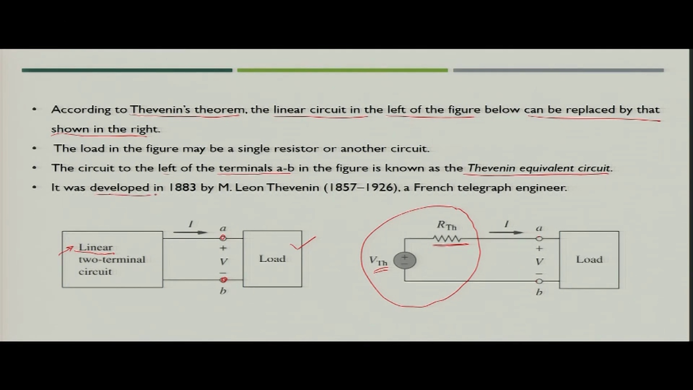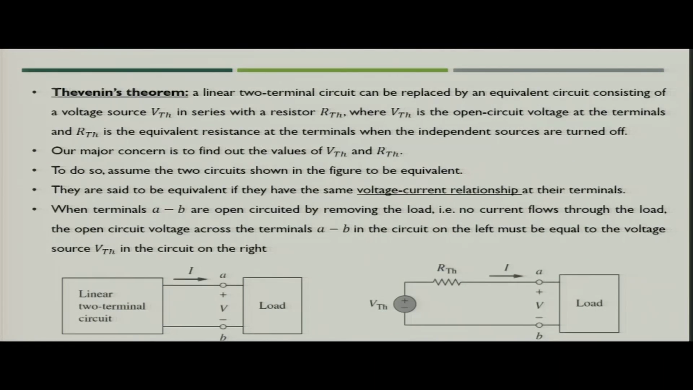This concept was developed by M. Leon Thevenin in 1883, who was a French telegraph engineer. What does Thevenin's theorem say? A linear two terminal circuit can be replaced by an equivalent circuit consisting of a voltage source VTH in series with a resistor RTH, where VTH is the open circuit voltage at the terminals and RTH is the equivalent resistance at the terminals when the independent sources are turned off.